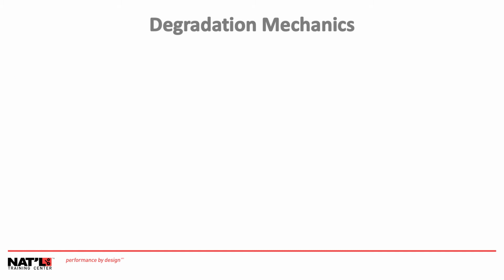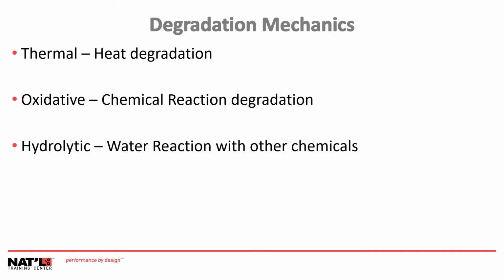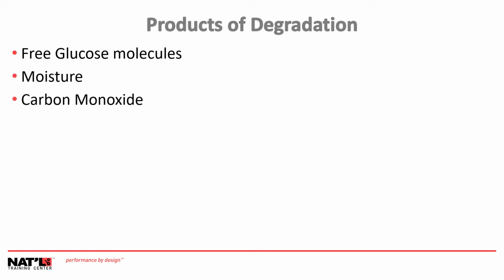The three most common degradation factors of cellulose have been identified as thermal, oxidative, and hydrolytic. When cellulose is subjected to temperatures of 200 degrees C, the beta linkages or glycosidic bonds tend to break and open the glucose molecule rings and thereby lose mechanical strength. The byproducts of this reaction include free glucose molecules, moisture, carbon monoxide or CO, carbon dioxide, CO2, and organic acids.